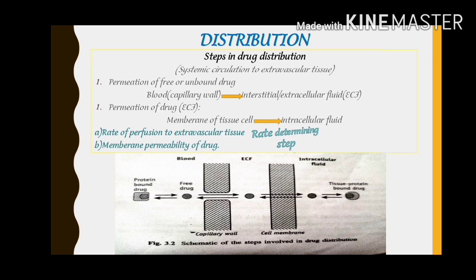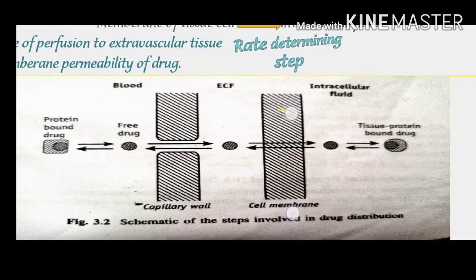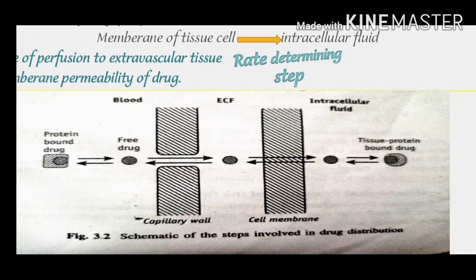So the steps involved in drug distribution are, first, the permeation of free or unbound drug. A drug which is bound to protein is a bound drug. Once it detaches itself from the protein, it becomes a free or unbound drug. So it penetrates from the blood or capillary wall to the interstitial or extracellular fluids.